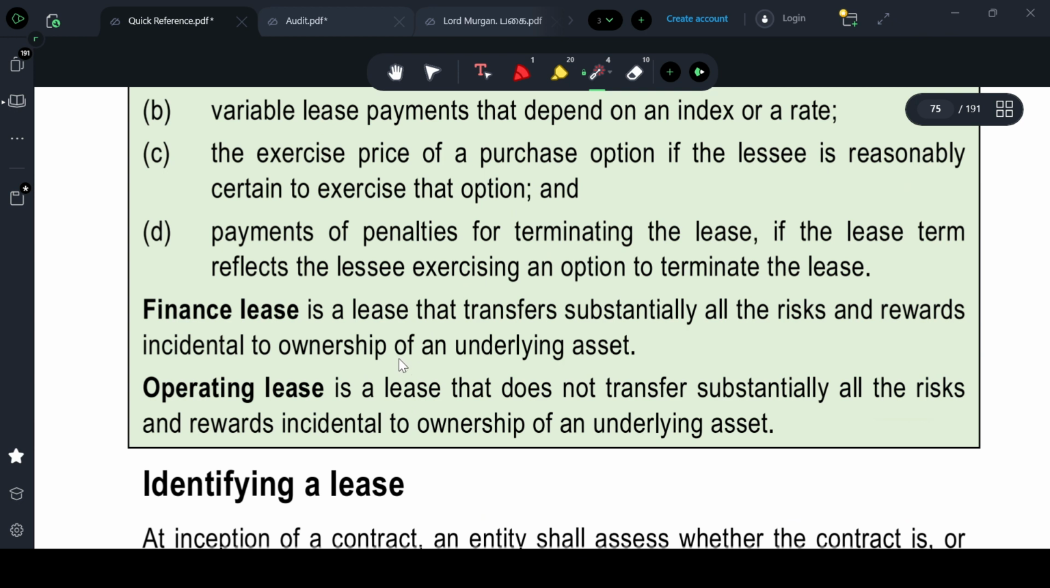I am not responsible. In the case of an operation lease, I will pay the insurance. I am the owner. You are just using the asset for some part of its life. If anything happens to the asset, I am responsible, not you. You can use the asset as per my conditions, and you need to make a payment for it. That's it. This is an operation lease. This is a finance lease.